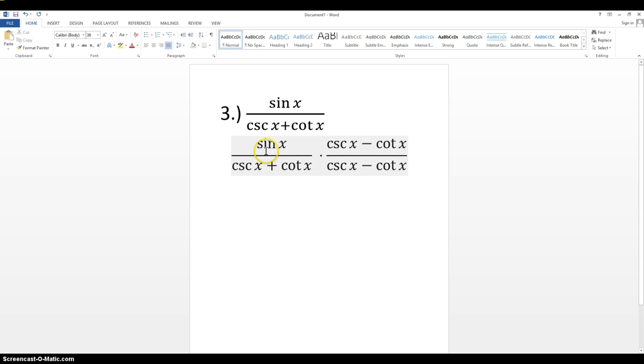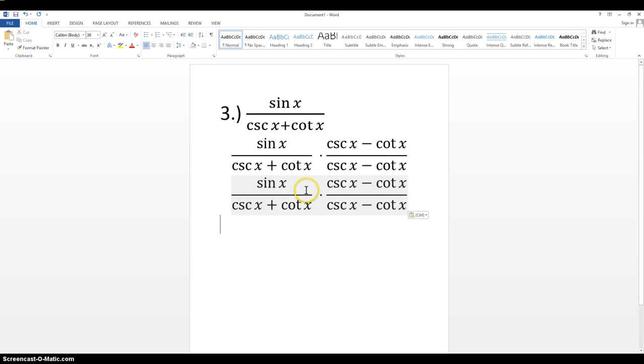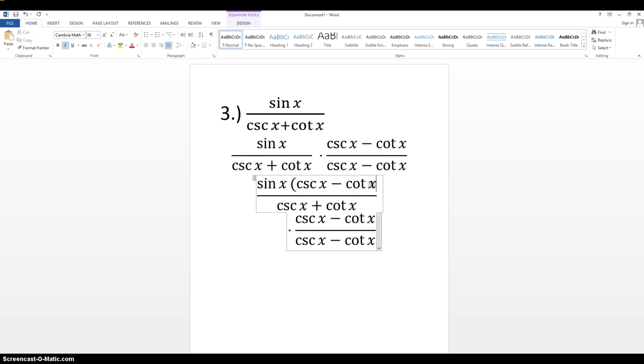So now we have two fractions, top times top and bottom times bottom. For the top part, I basically am just going to put them together. So I'm left with sine of x times cosecant of x minus cotangent of x.